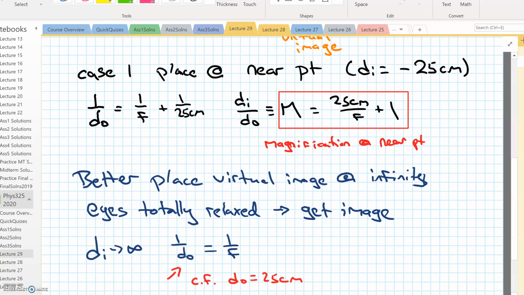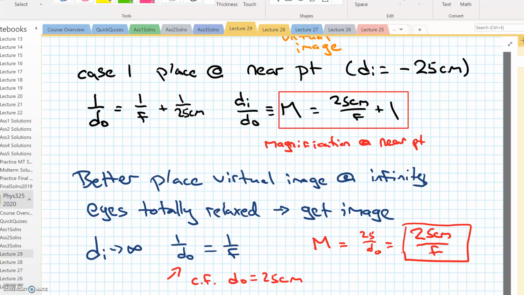Okay, so that is to say, the magnification, when the image was originally at the near point, we have magnification is equal to 25 centimeters divided by the focal length of the lens. And that is the magnification of the eyepiece when you image the object at infinity. Slightly less than at the near point, but much easier on the eyes.